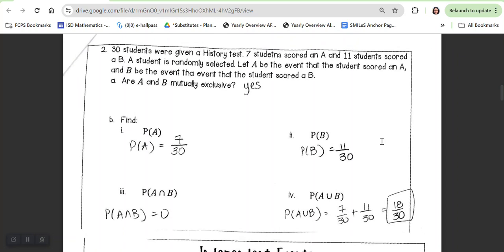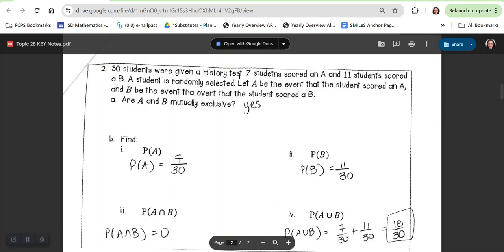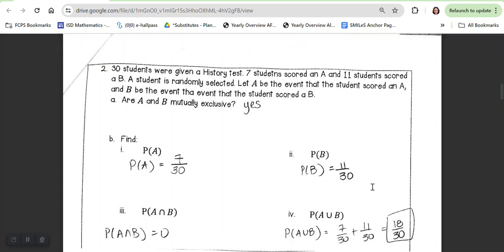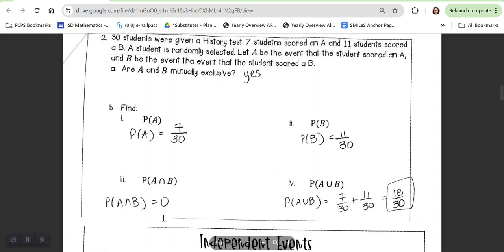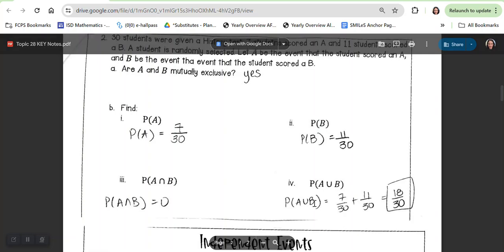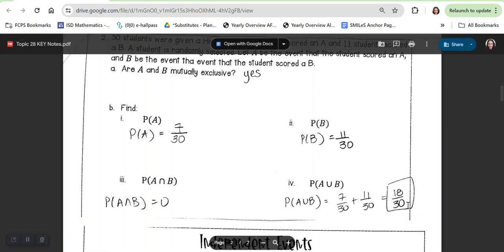So find the probability of A. So we said there are 30 students right here, and 7 of them scored an A, so the probability of A is 7 over 30. The probability of B, 11 students scored a B out of 30, so 11 over 30. The probability that they both happen is 0 because you can't get both grades. And so since they are mutually exclusive, you can use the simpler version of the addition rule where you just add these two probabilities together. The probability that you get an A or B is 18 out of 30, which you could probably simplify. Let's see, dividing by 6, we would get 3/5.